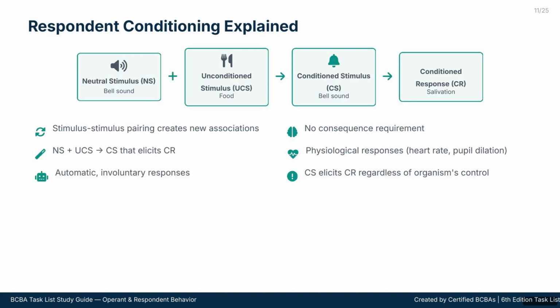Respondent conditioning involves pairing stimuli. A neutral stimulus is paired with an unconditioned stimulus until the neutral stimulus becomes a conditioned stimulus that elicits a conditioned response. The response is automatic and involuntary, and no consequence is required. Once conditioning occurs, the conditioned stimulus elicits the response regardless of the learner's control. This is a stimulus-stimulus relationship, not a behavior-consequence relationship.